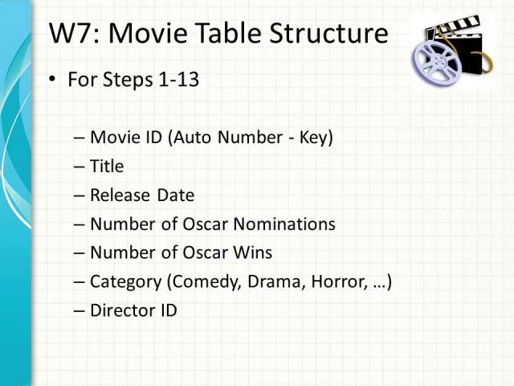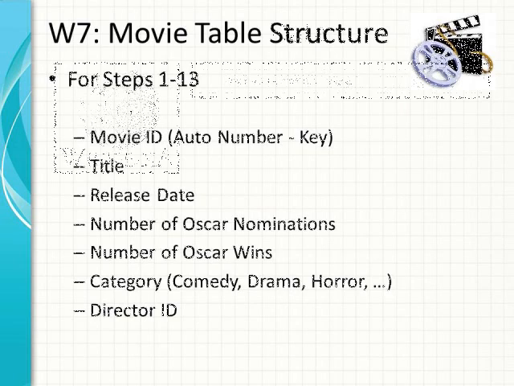Now there are 14 steps in the instructions, and for the first 13, well, this is the movie table structure that you'll need. A movie ID, a title, a release date, the number of Oscar nominations and wins, a category, and a link to the director's table.